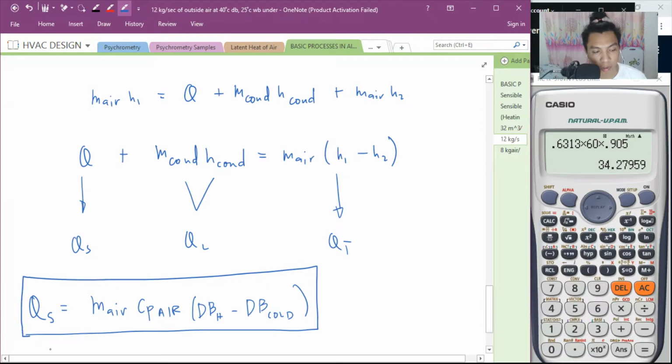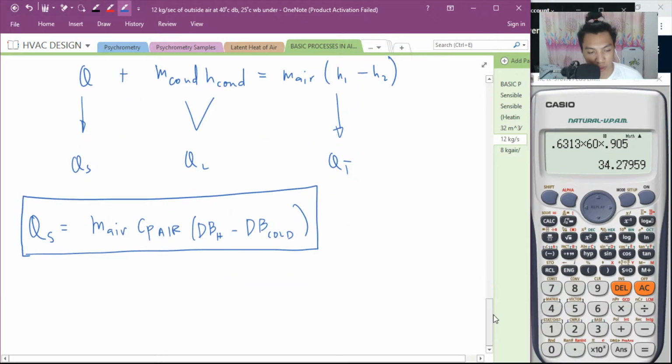Sir, yung QL dyan is mass ni steam. No. That is not mass ni steam kasi refrigeration system na yan. QL is simply mass nung air that came in contact with that and tama ba? Delta SH and multiplied to 2502 kilojoule per kilogram.